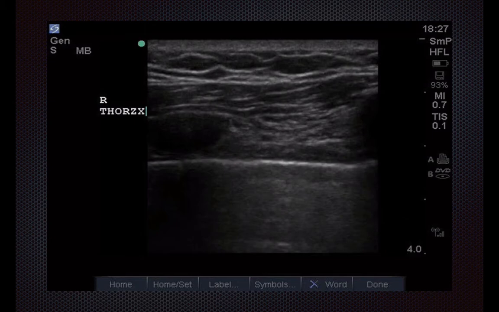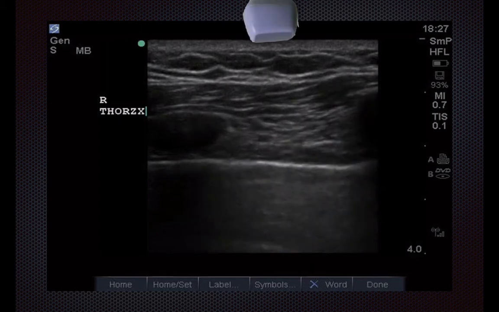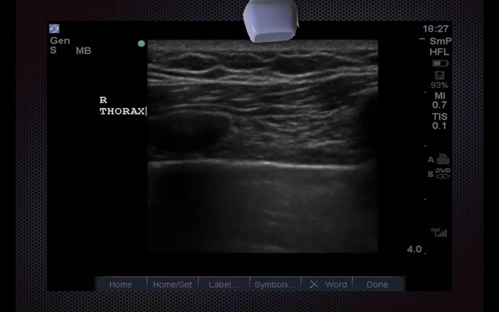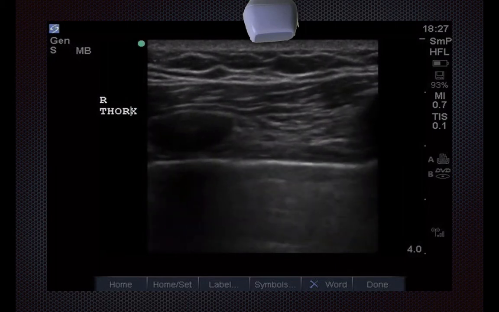This is another view. When we're able to visualize that and we're recording images, we want you to do the following: find that good space in between the ribs, and then place your probe. You see the lung sliding there.